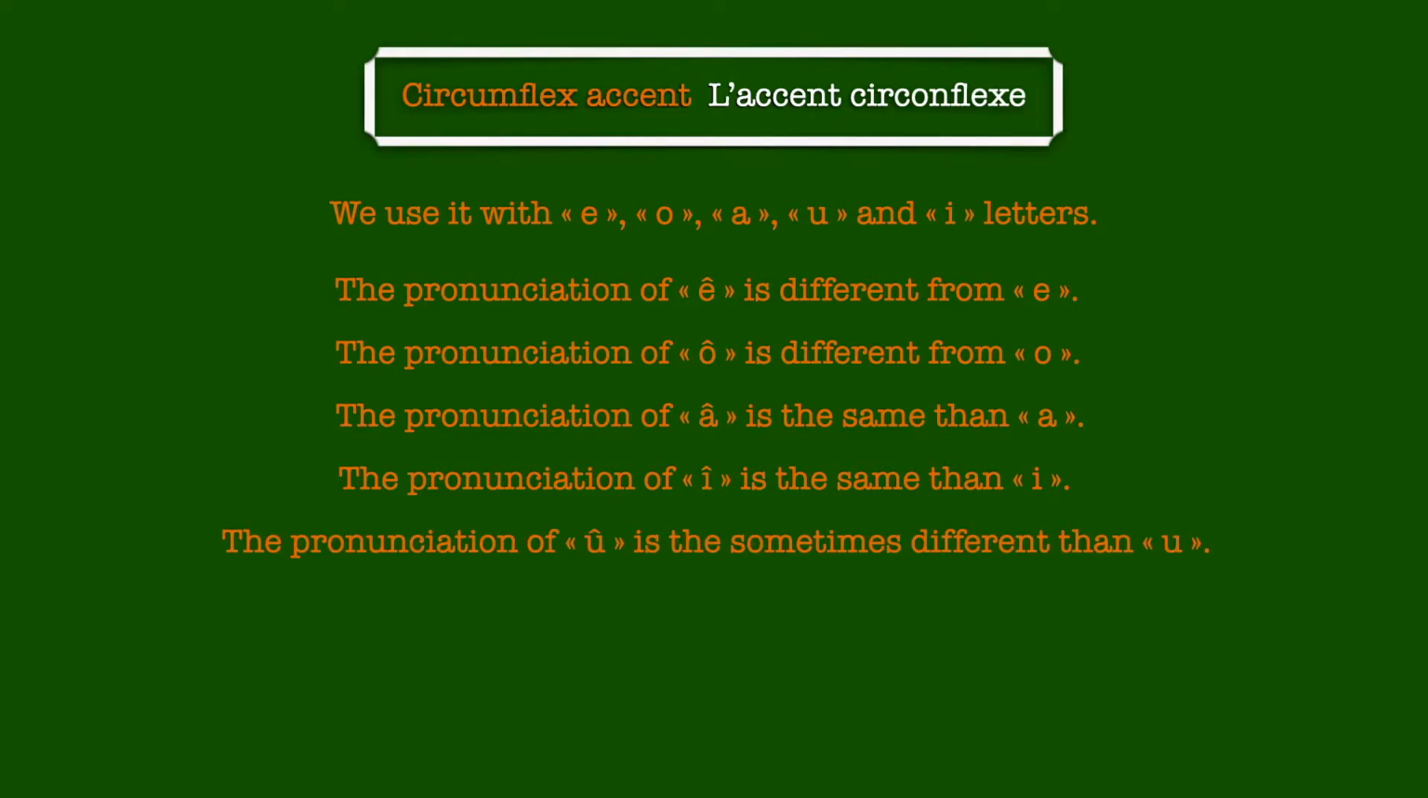About the U letter, it's a bit more complex, because if it's preceded by the letter E, we pronounce it. But if it's preceded by another letter, the pronunciation doesn't change. Let me give you an example with each of those letters. Être. Poster. Ma. Il. Mur.